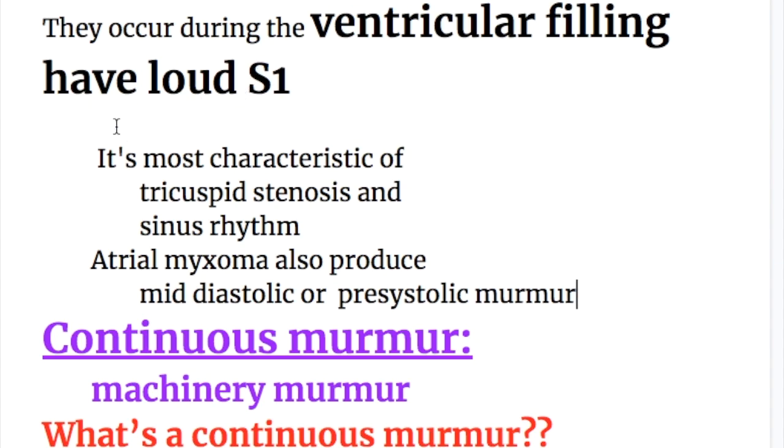So when does it occur? It's most characteristic of tricuspid stenosis, and it also occurs in sinus rhythm. Atrial myxoma also produces a mid-diastolic or pre-systolic murmur.